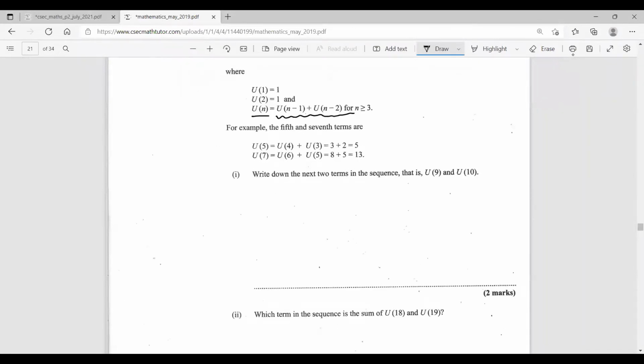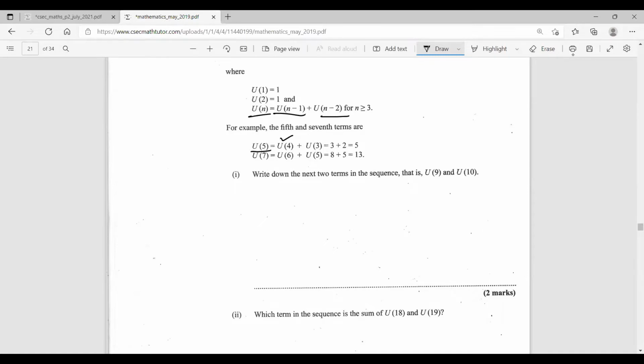Right, so we're continuing. Un minus 1 means one term before Un. Un minus 2 means two terms before Un. So when we come down, they said, for example, because they are now warming your brain up to what they're doing. So for example, U5 is equal, the pattern is Un minus 1 plus Un minus 2. Un minus 1 is one term before Un.